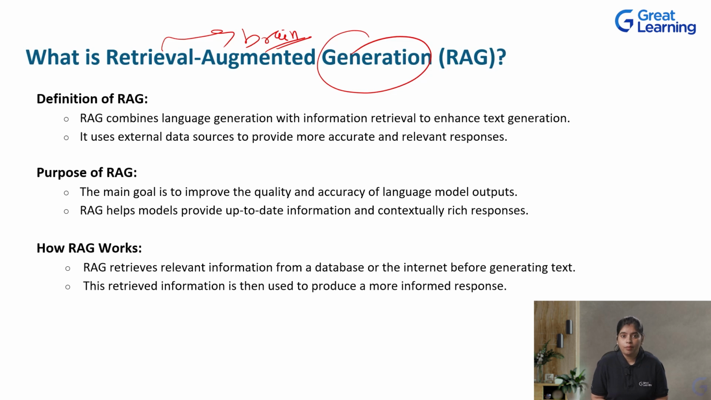Now the next point is how RAG works. RAG retrieves relevant information from a database or the internet before generating text. For the database, we can use SQL or any other database to retrieve the relevant information. This retrieved information is then used to produce a more informed response, to get better output and up-to-date information. So that's how RAG works.